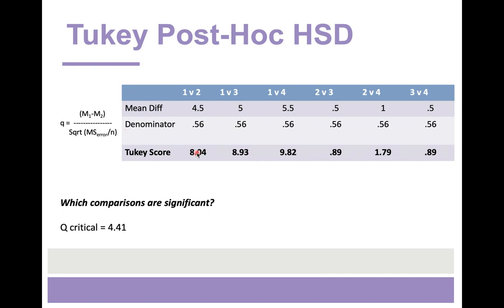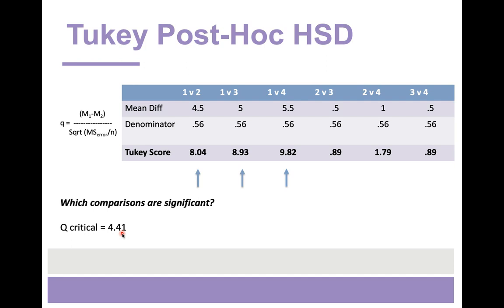So we have our 6 Tukey Q scores. We have our critical Q value, which we're comparing them to. So now we need to know which of our 6 comparisons was statistically significant, meaning which of these Tukey scores is larger than our critical Q value. And we find that the first 3 are the only ones larger.